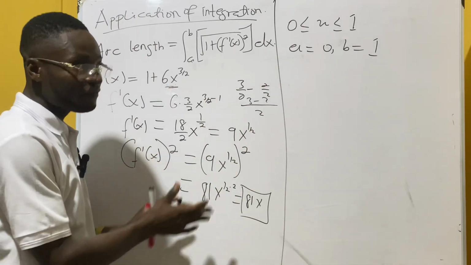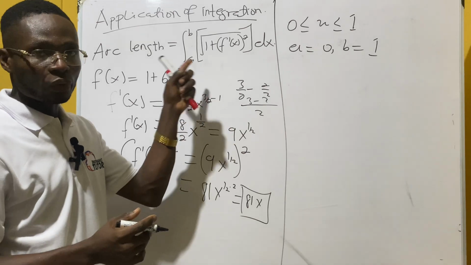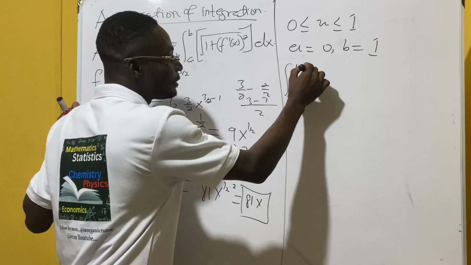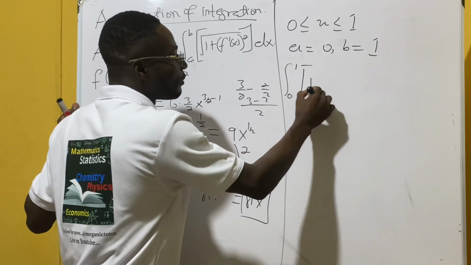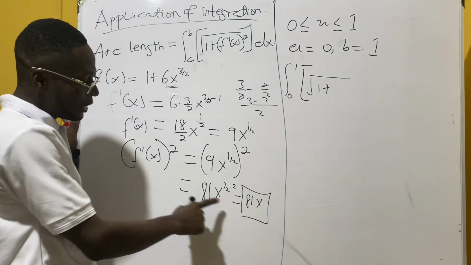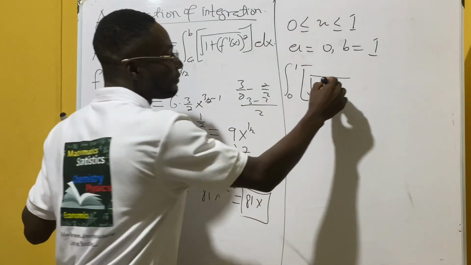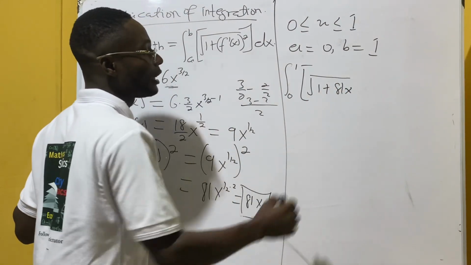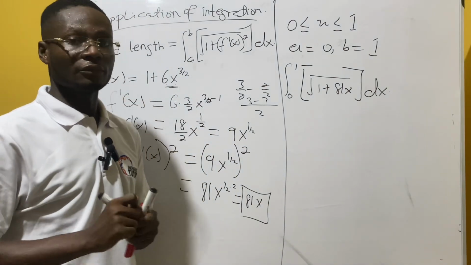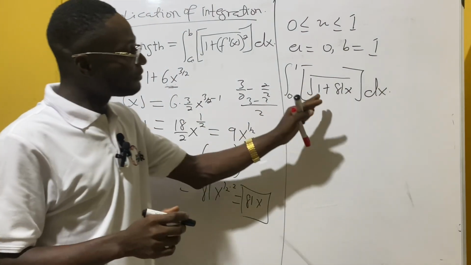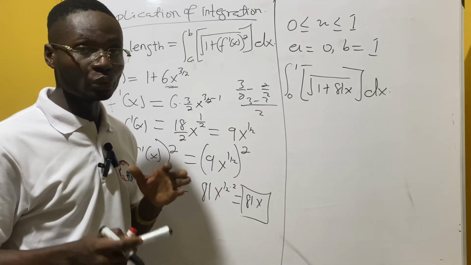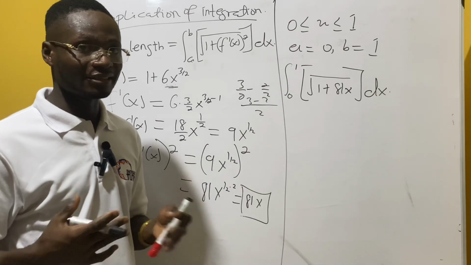Okay, so once we have the information, let's go and do substitution. So we're going to have from 0 to 1, then we have square root of 1 plus the first derivative all squared, which is 81x, right? So we have 81x, okay? Then the dx. That is all about the arc length. So this information you have here, you know how to do integration, you know how to do differentiation. So basically nothing is new in here.